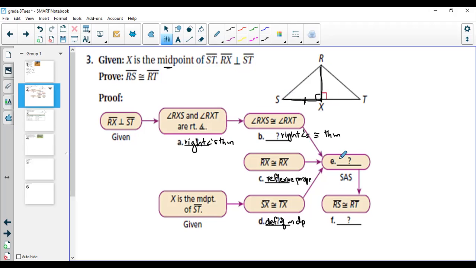So finally, we can say that triangle RXS, you can name it however you want, is congruent to triangle RXT because of the SAS theorem, right? Then you can say RS is congruent to RT because of CPCTC. So the remaining parts of the triangles are congruent as well.